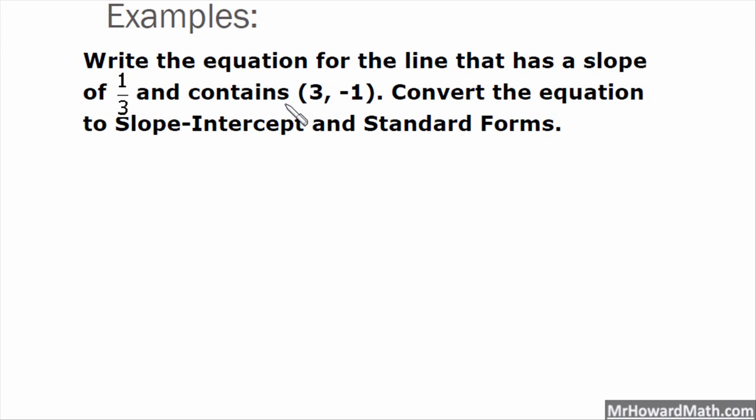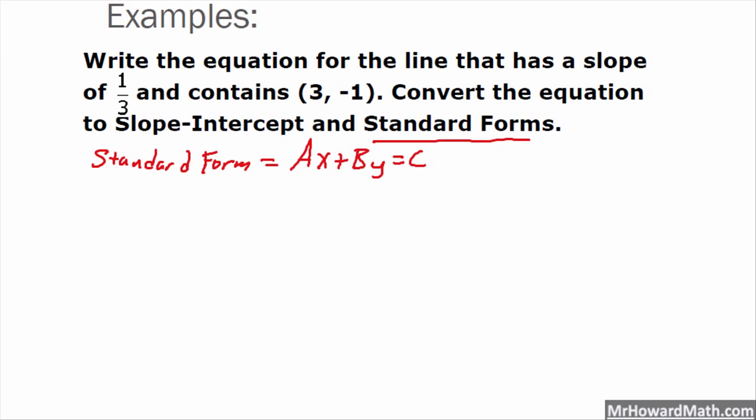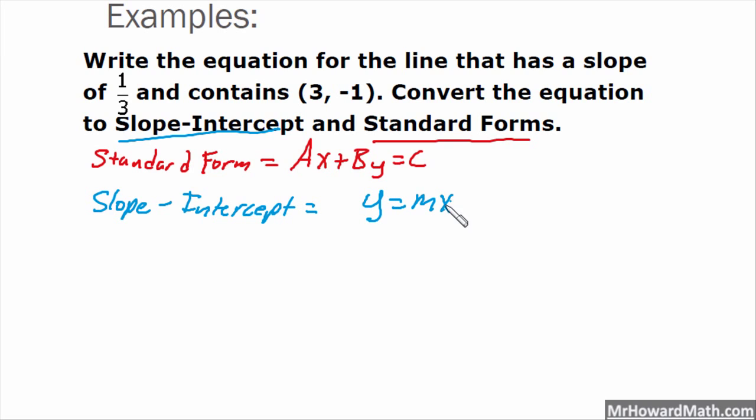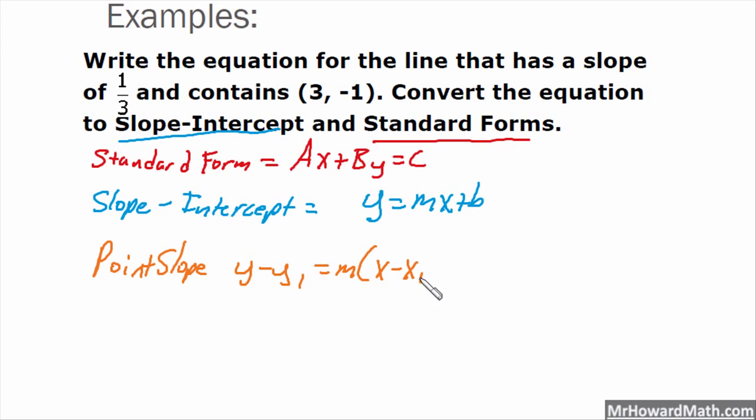So this next example says, write the equation for the line that has a slope of 1/3 and contains the point (3, -1). Then convert it into the other two forms, slope intercept and standard forms. Okay, let's review real quick. Standard form, we didn't do this on the previous one, so I'll do it now, is ax plus by equals c. That was standard form. Slope intercept was y equals mx plus b. That was its form. And point slope, we've written it several times. Point slope was y minus y1 equals m times the quantity x minus x1. So those are our three forms.